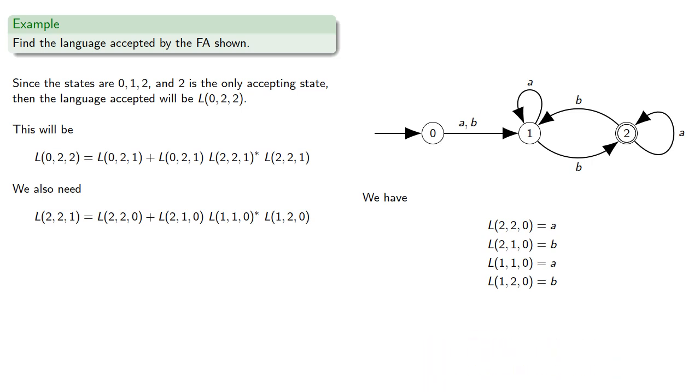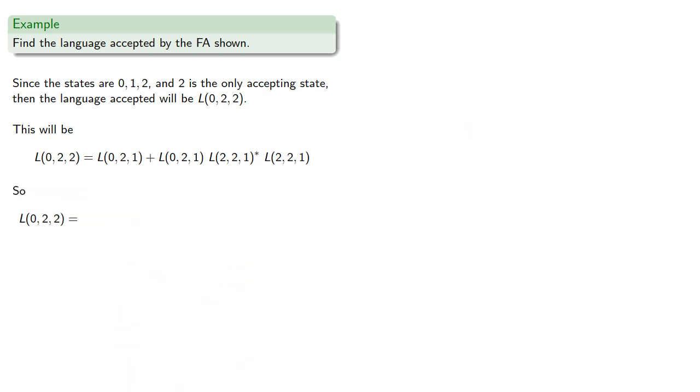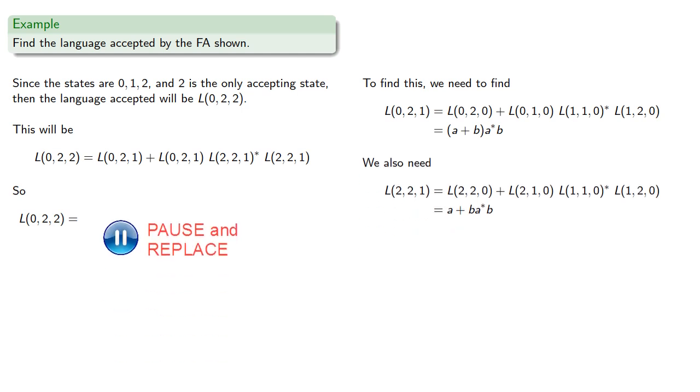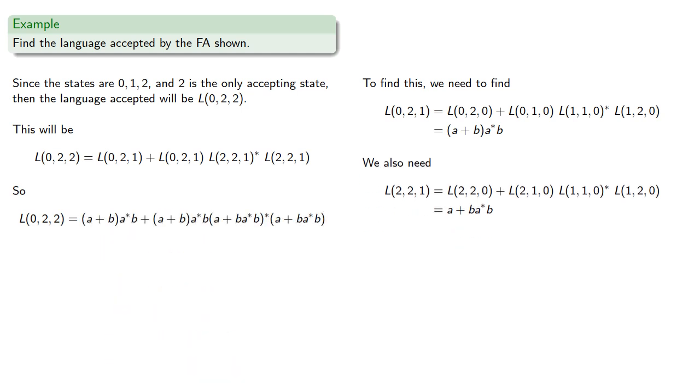So L(2,2,1) is as shown, and so L(0,2,2) will be the language accepted by our finite automaton. And note we can simplify this. We won't, but we could.